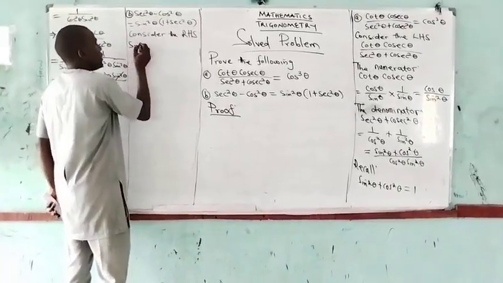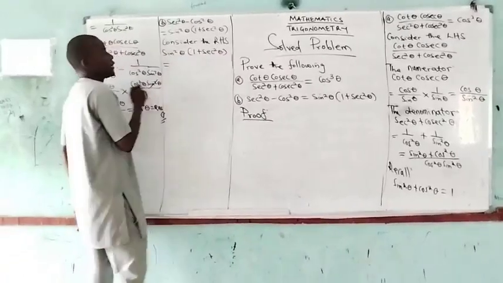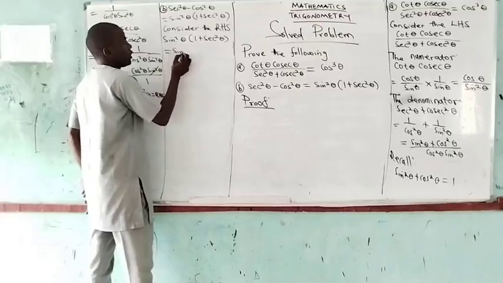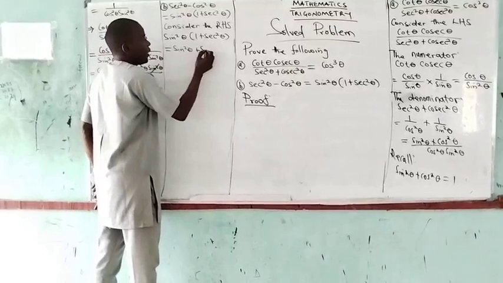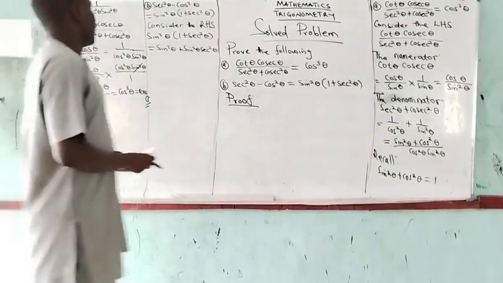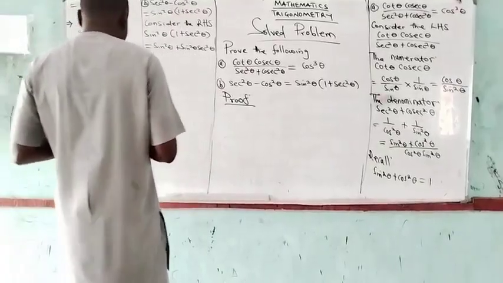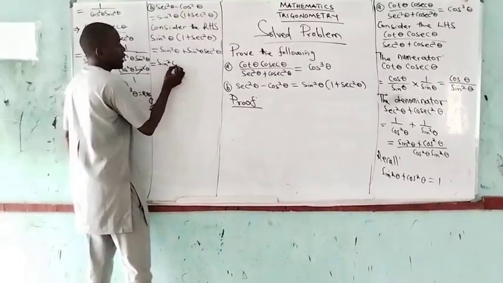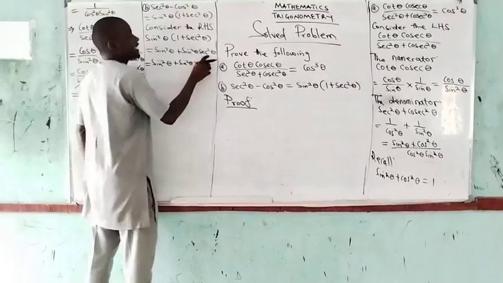That is sine square theta into 1 plus sec square theta. So if you clear the bracket, what do you think should happen? Sine square theta times 1 is sine square theta, plus sine square theta times sec square theta. So there is no issue here. So this is sine square theta plus sine square theta times, what is sec?